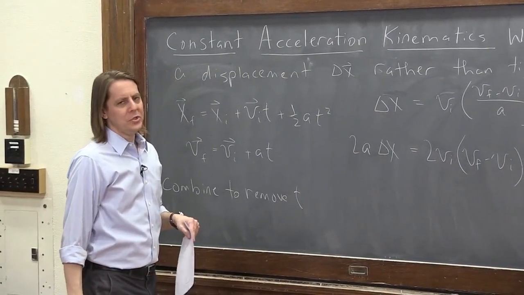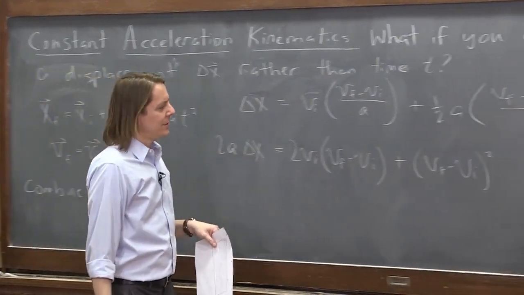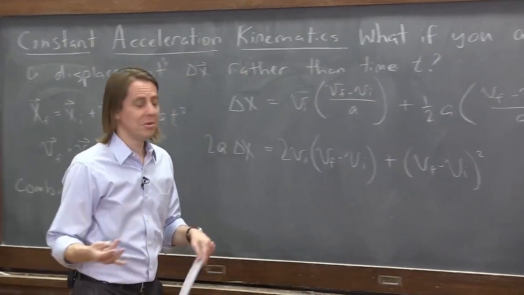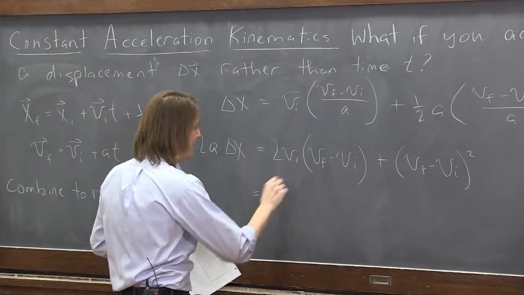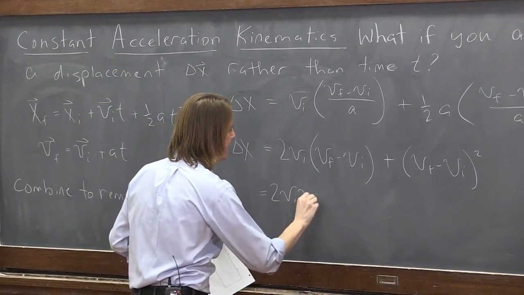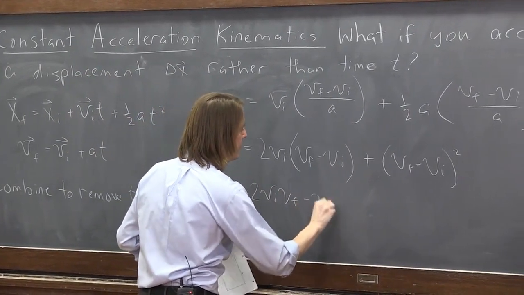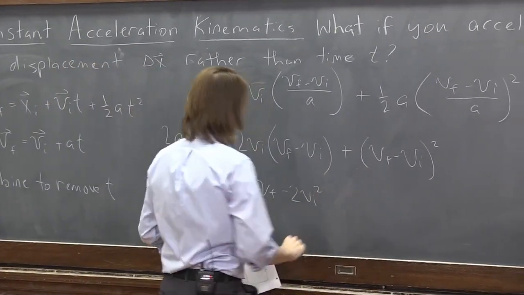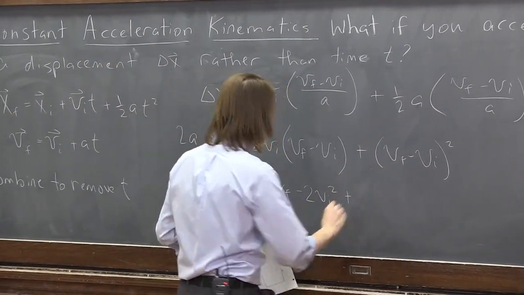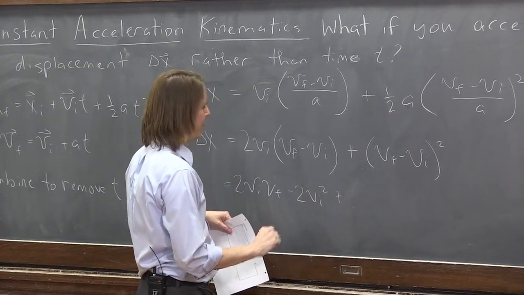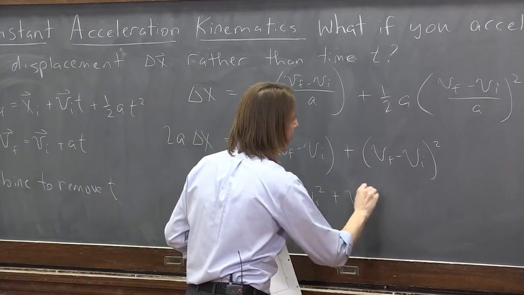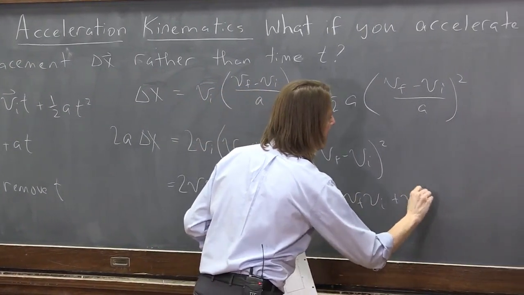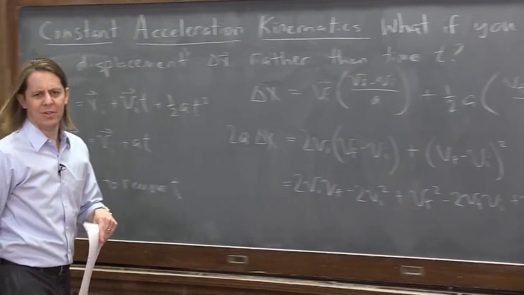And then from here, there's a few ways you can do it. Let me just show you what I like to do. I like to then say this is 2vi vf minus 2vi squared. I like to do it the hard way. There's easier ways to do it. I forget the easy way, though. Plus vf squared minus 2vf vi plus vi squared. I really should do these ahead of time.